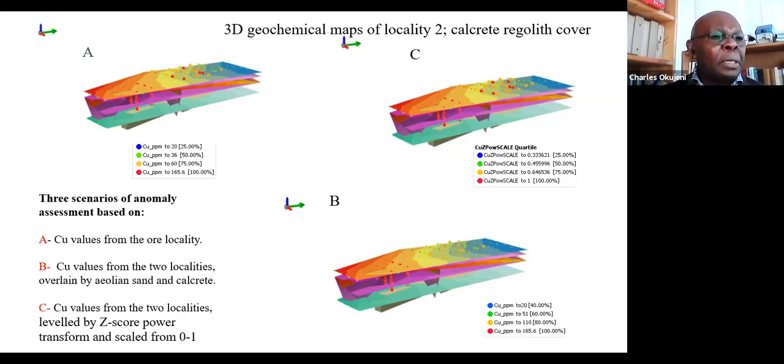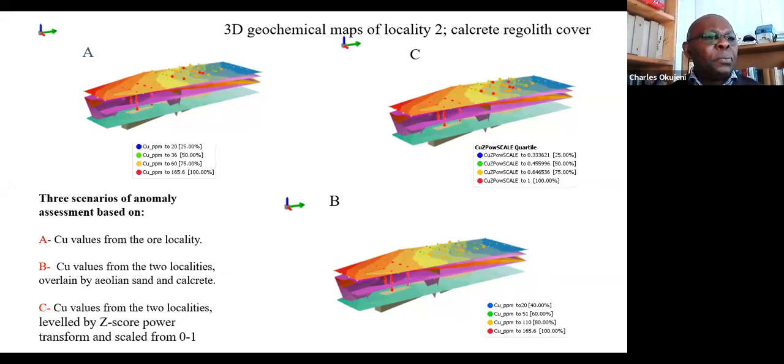When locality 1 and locality 2 are transformed, then you have these anomalies here. So this becomes fairly similar to this. So I think this is more like the story which I wanted to tell today.